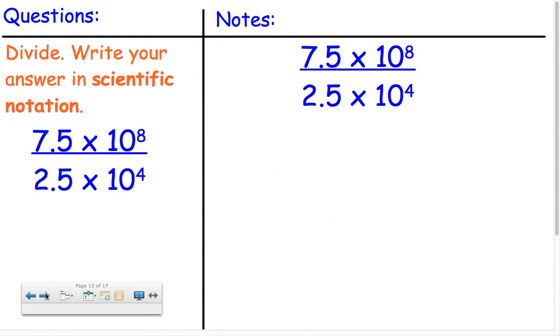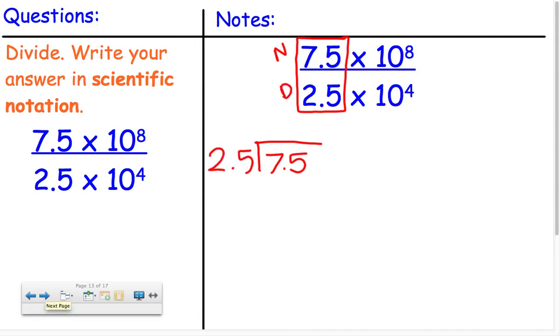All right, 7.5 divided by 2.5. So first of all, I'm going to divide these. My numerator, the nerd, goes inside the house. My denominator, the dog, goes outside the house. Now I don't want to deal with any decimals outside of my house, my dog. I don't want my denominator to have a decimal. So to get rid of this decimal, I'm going to move it over one spot. So now I have the number 25. But if I move that one over, I have to move this one over.